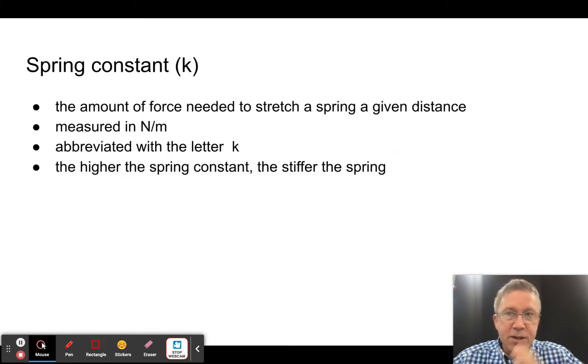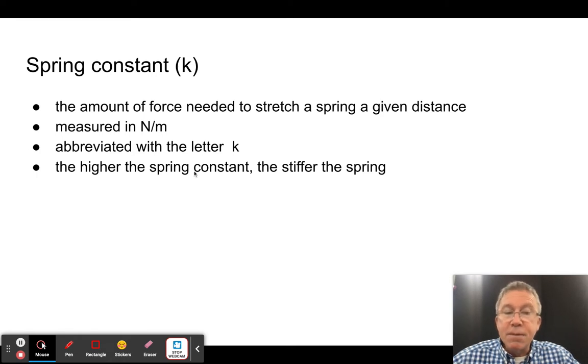Let's talk a little bit more about the spring constant. The spring constant is the amount of force it takes to displace the spring a given distance. So the bigger that value is, the more force it takes to displace it a given distance. We measure it in newtons per meter: how many newtons of force does it take to displace a meter? Even though, like I said, you're never going to displace a spring a meter. We abbreviate it with the lowercase k. Be careful, because remember, capital K is used for kinetic energy. I know capital K and lowercase k don't look that different, so don't let yourself get confused.